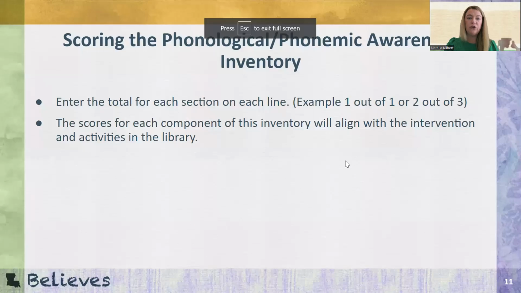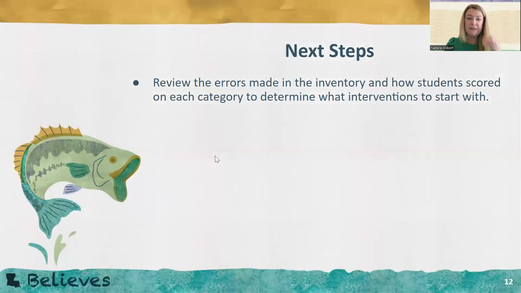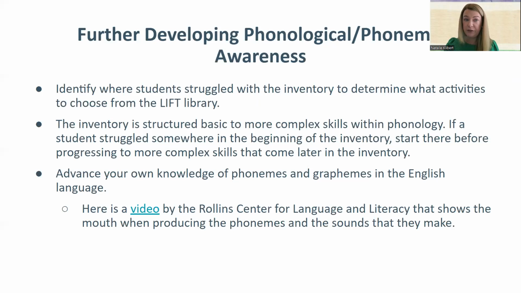Okay, so scoring it, I showed you just now how to score it. You enter the total for each section on the line, so 1 out of 1 or 2 out of 3. The scores for each component of this inventory will align with the interventions and activities in the library. So some next steps: we're going to review the errors made in the inventory and how students scored on each category to determine what interventions to start with.